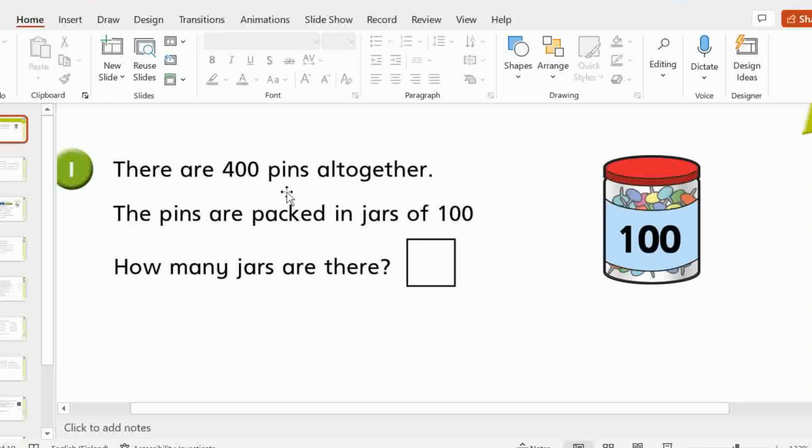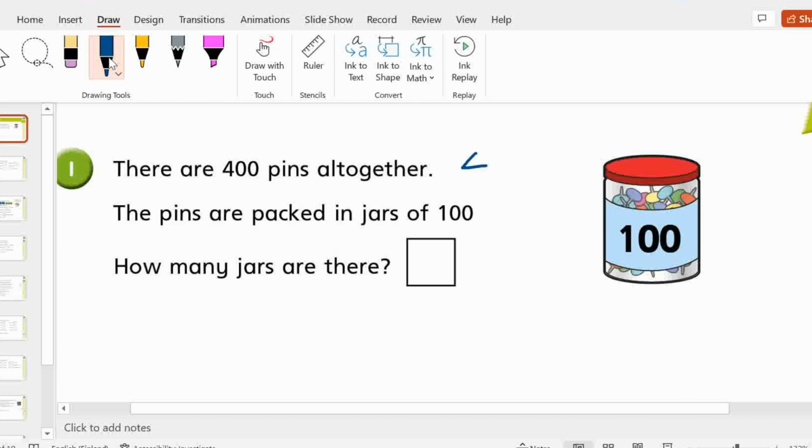There are 400 pins altogether in here. The pins are packed in jars of 100. There's a big 100, so you know. How many jars are there? Okay, so there's 100 pins in each jar. How many of these jars would you need to make 400? 4, yeah? It's basically 400 divided by 100 to get our answer, which you said is 4.